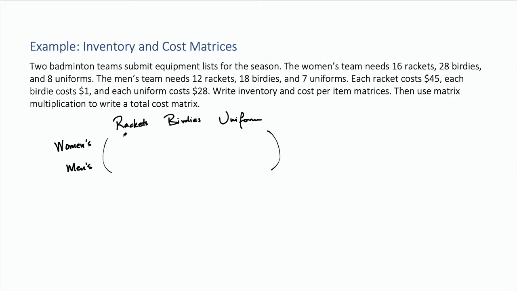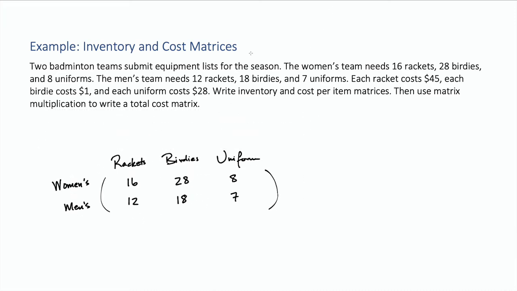So the women's team needs 16 rackets, 28 birdies, and 8 uniforms. And the men's team needs 12 rackets, 18 birdies, and 7 uniforms. So this here is what's called our inventory matrix. Let's go ahead and move that down a little bit. This is our inventory matrix. Okay. Then our cost per item matrix.